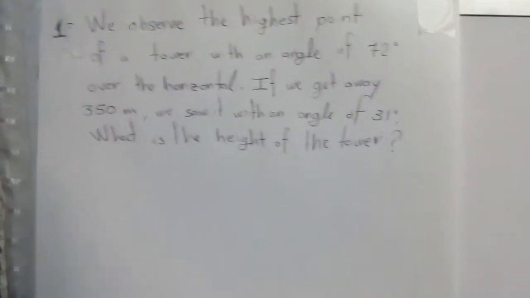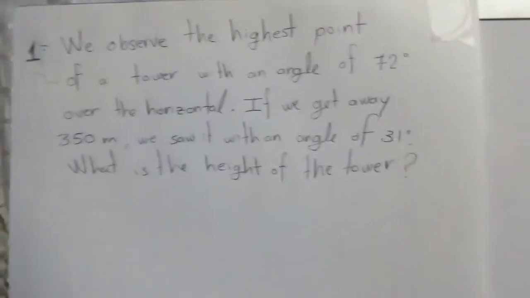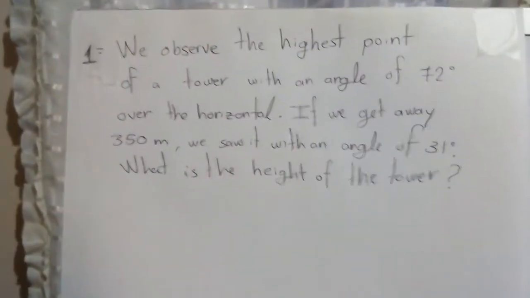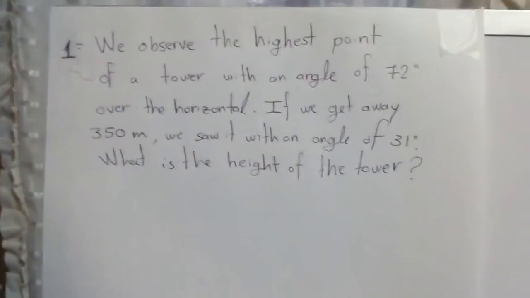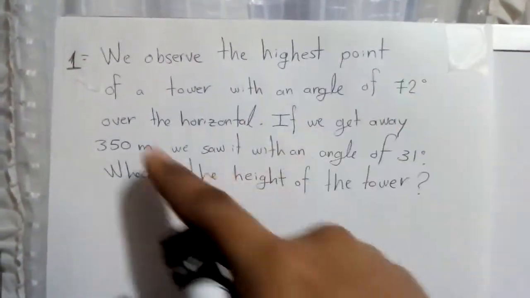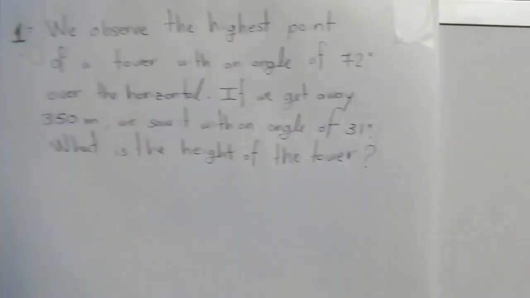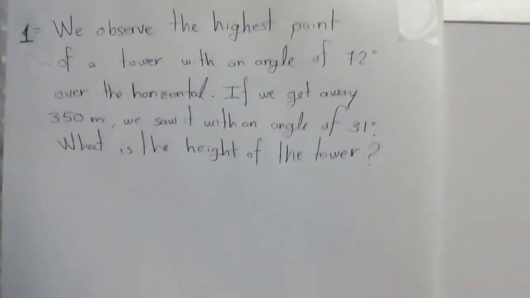So it's an application problem, and it can be abstracted to a math problem, of course. So in the beginning, we can actually make a picture. Just check. We observe the highest point of a tower with an angle of 72 degrees over the horizontal.